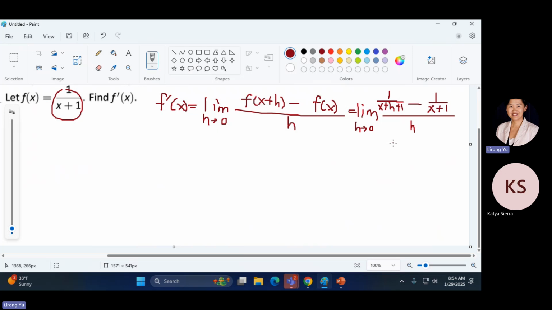How do we do it? Do you remember? No? How do we subtract fractions that have different denominators? So for example, what if we want to subtract 1 over 3 minus 1 over 5? Do you remember how we do the subtraction?